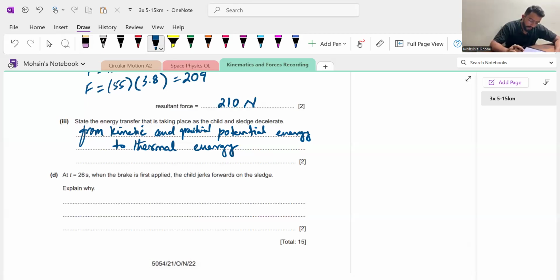Okay. At 26 seconds, when the brake is first applied, the child jerks forwards on the slope. Explain why. So because of his mass, because inertia depends on mass basically. So inertia resists the change in state. So when the brakes are applied, his mass will resist the change in state.